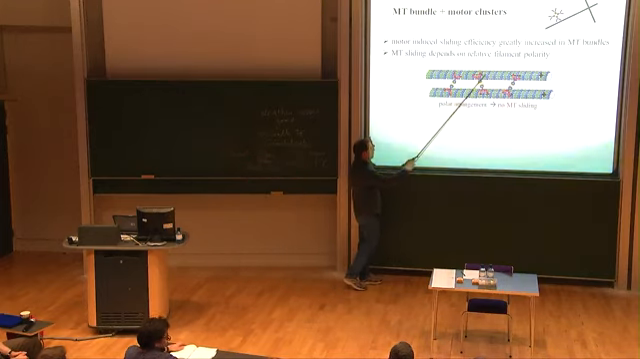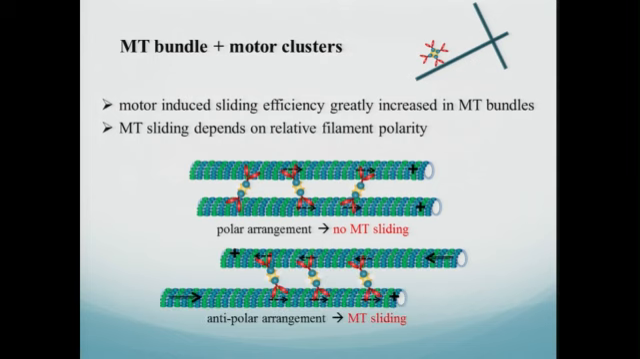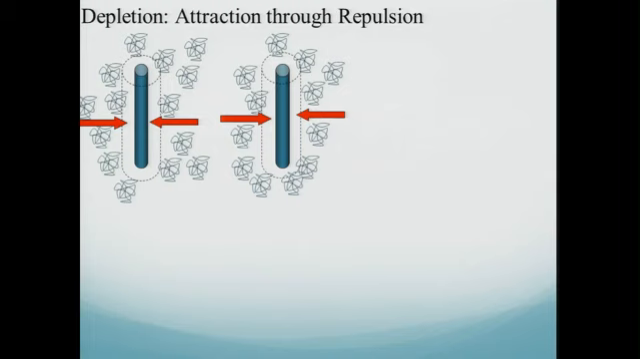Now, if you have polar arrangement, both motors are going to walk towards this end, and nothing is going to happen. There's going to be no microtubule sliding. If the motors are of the opposite polarity, this motor is going to walk here, this motor is going to walk here, and you're going to get sliding of 2 microtubule bundles. Now the question is, you want to build bundles, but you also want these microtubules to be allowed to slide past one another. And so that's not a trivial thing to do, but it's actually pretty easy.